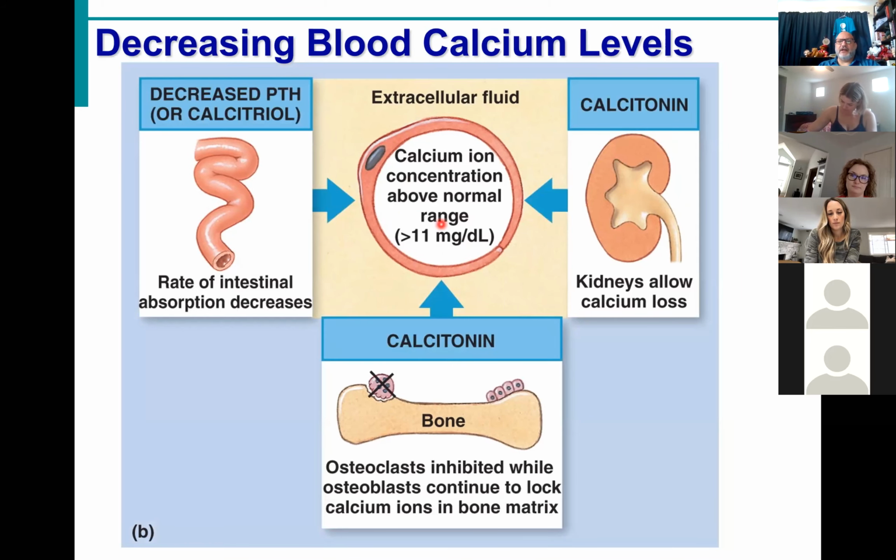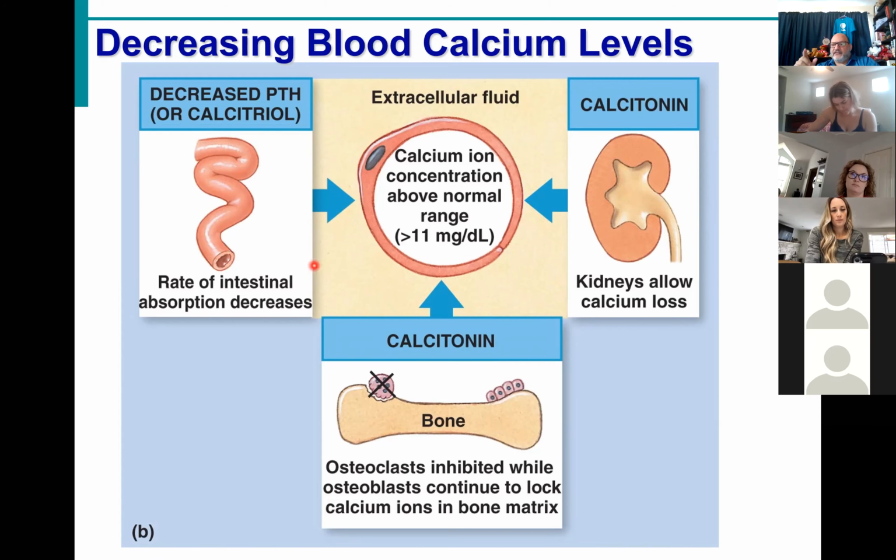Conversely, if blood calcium levels are too high, we release calcitonin. Calcitonin tells the kidneys to release the calcium, get rid of the calcium in the blood. It inhibits the osteoclasts, so less calcium is released and more is deposited into the bone by the osteoblasts, and it stops calcitriol production, so less calcium is brought in from the digestive system.